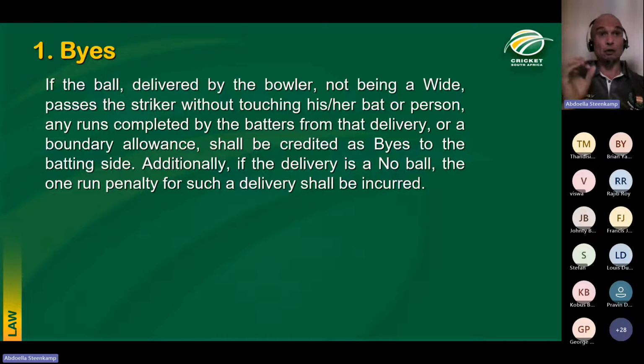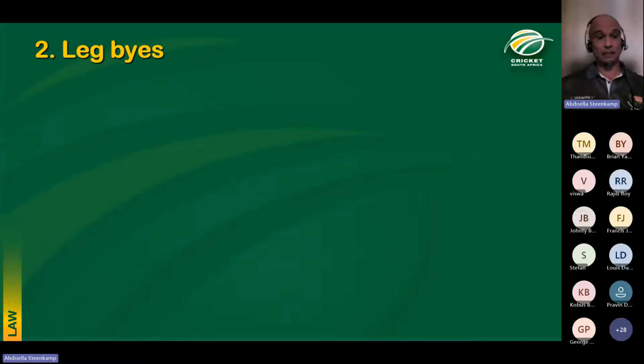If no, those runs get seen as byes and will be credited in the scorebook as byes to the batting side. And if the ball was a no ball, that no ball shall stand, and that no ball shall also be recorded as no ball extras in the scorebook.